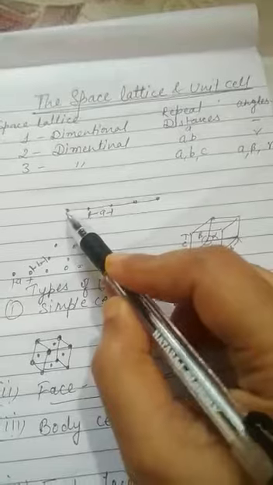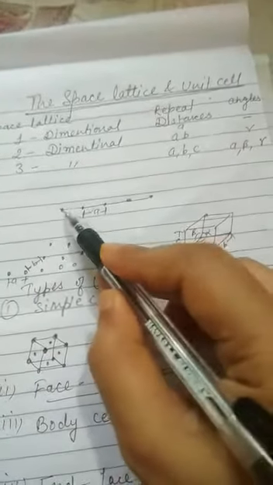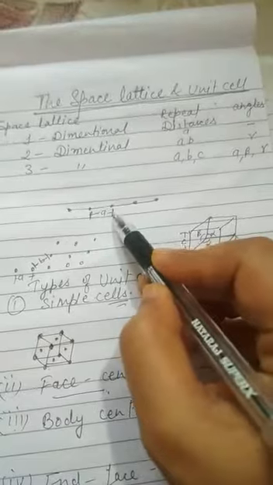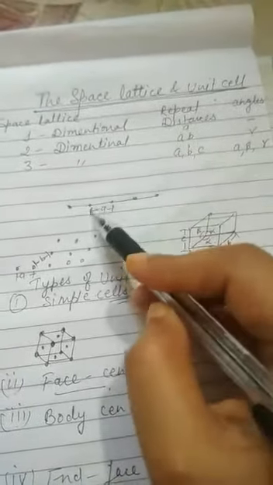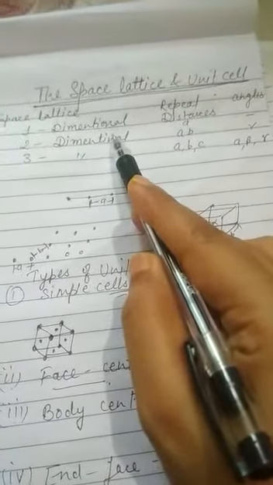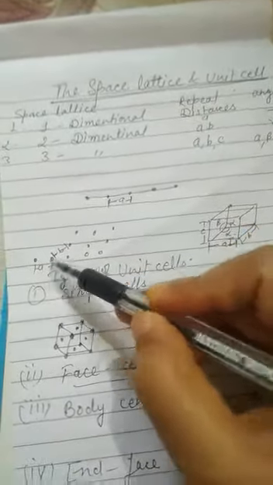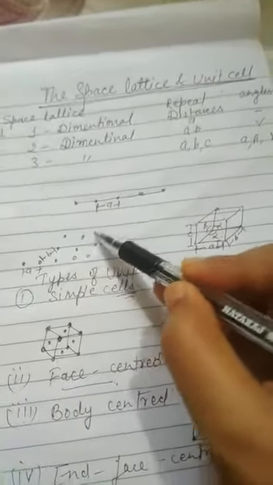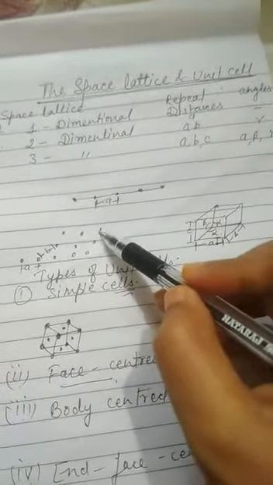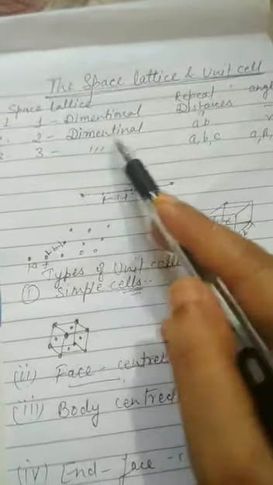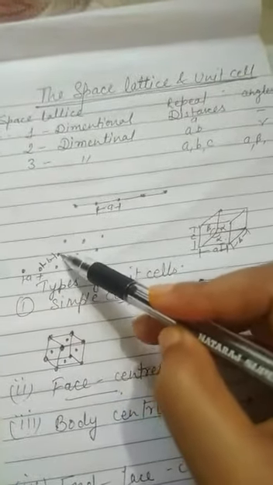As you can see in this diagram, points are arranged in one line, so only one type of distance is used to define it. So the repeat distance is only 1 in a one-dimensional space lattice. In this diagram, points are arranged in this direction and in a second direction, x-axis and y-axis. So two types of distances, A type and B type, are required to define a two-dimensional space lattice.